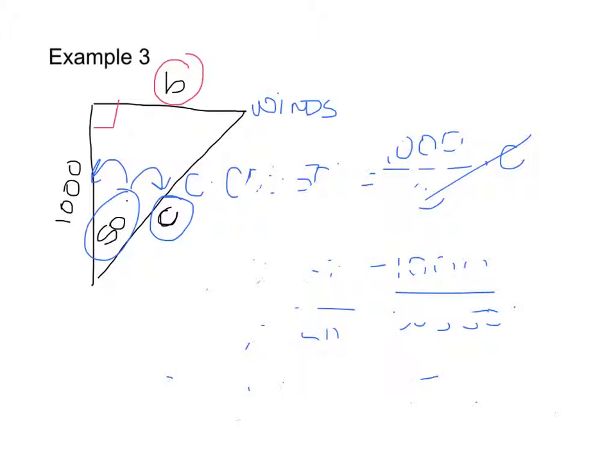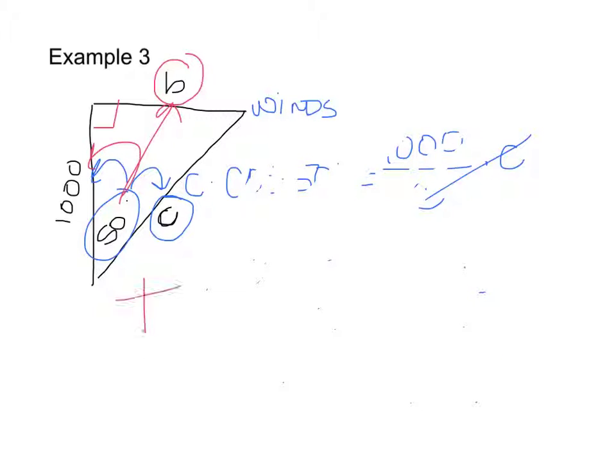So B, in relation to the 50 degrees, B is the opposite side, and 1,000 is the adjacent side. So tangent relates opposite over adjacent. So opposite B over adjacent 1,000.